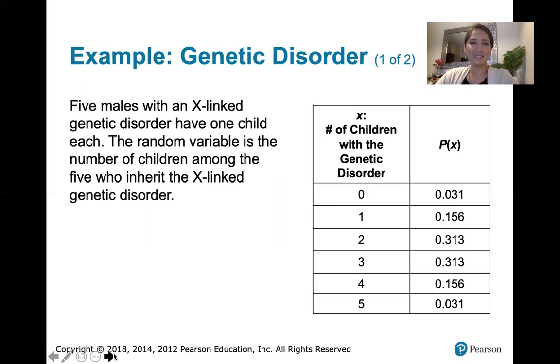Now here is an example. This is something like what you might see in your homework. It says 5 males with an X-linked genetic disorder have 1 child each. The random variable is the number of children among the 5 who inherit the X-linked genetic disorder.